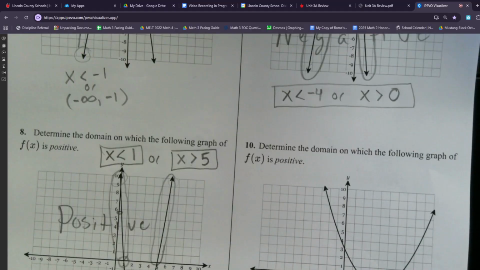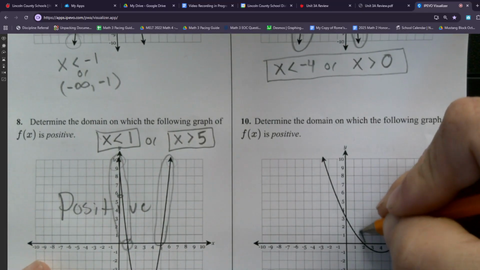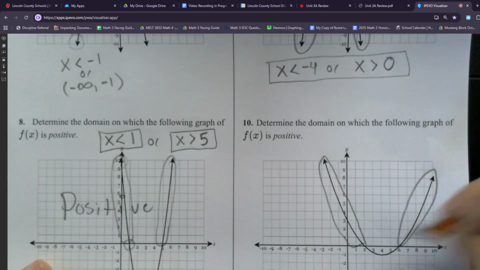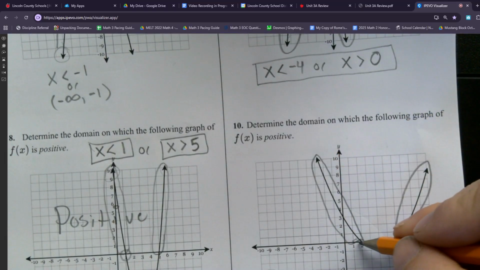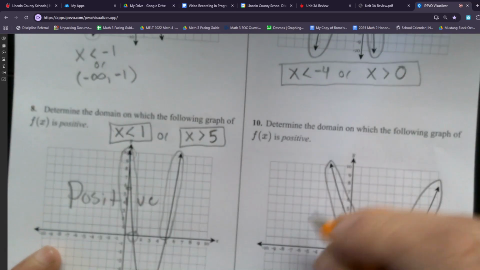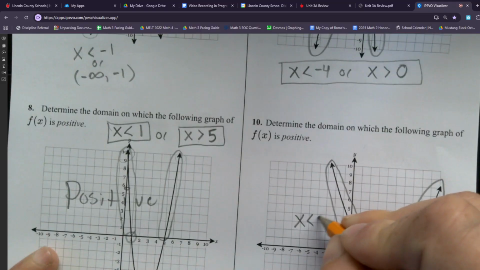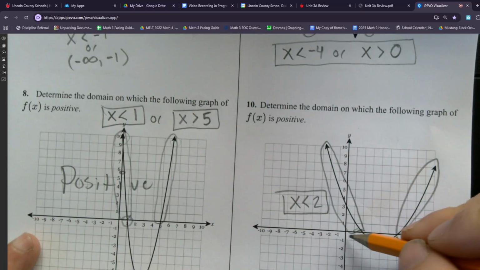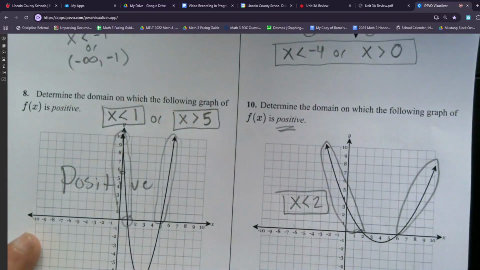Okay. All right. Determine the domain in which the following graph is positive. Once again, positive is above the x-axis. It's another one of those two-piece ors. It was above the x-axis till it got to 2. So remember, left side is x less than. Where it stopped being positive was 2. So there's that interval there. Any value I plug in less than 2 is going to give me a positive y value, which is what we're looking for.